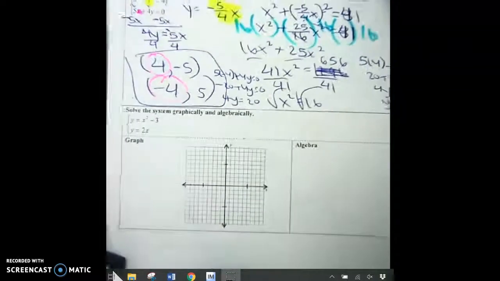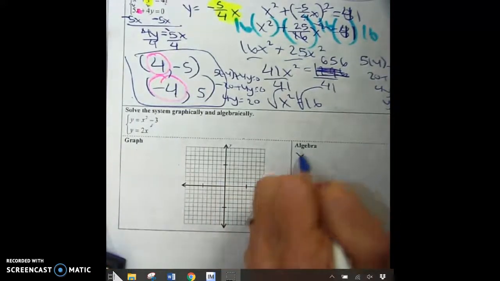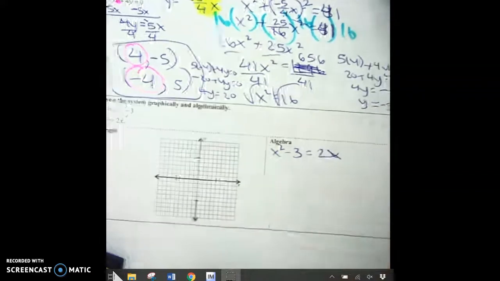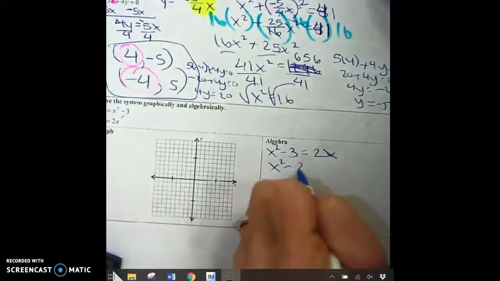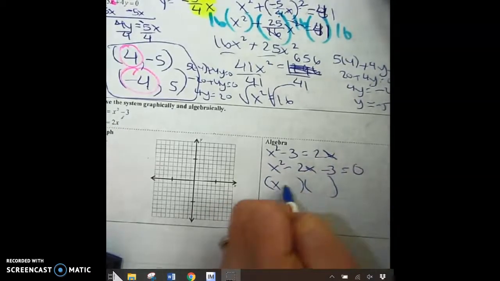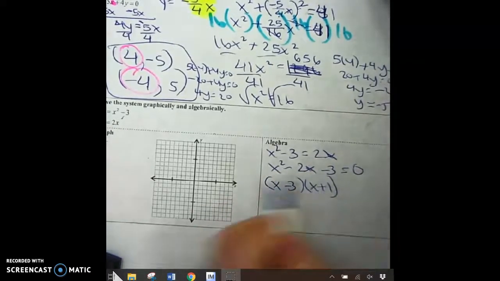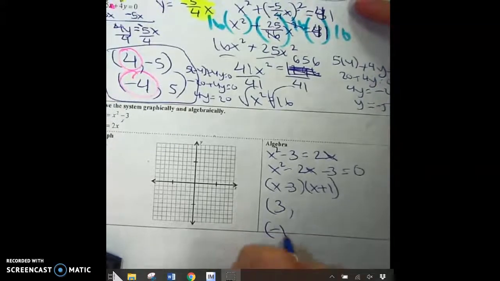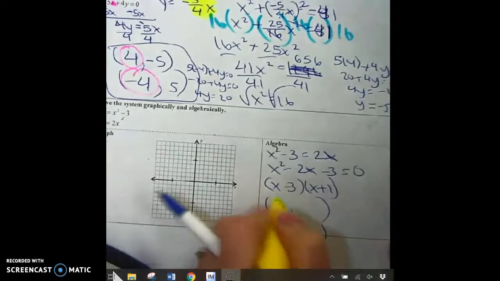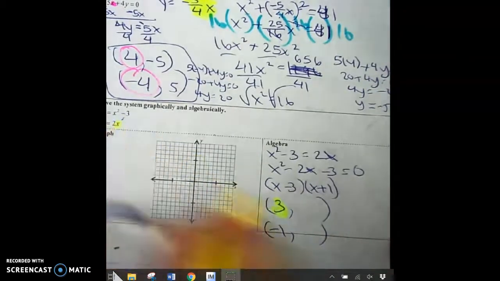I think algebra is easier. They both say y equals, so set them equal to each other. Anytime I have a squared, set it equal to 0, so move the 2x. Factor it, 2 numbers that multiply and 2 numbers that add. Boom, the x value, boom, the x value. In order to get the y value, man, you hope it's so no problem on this, right?